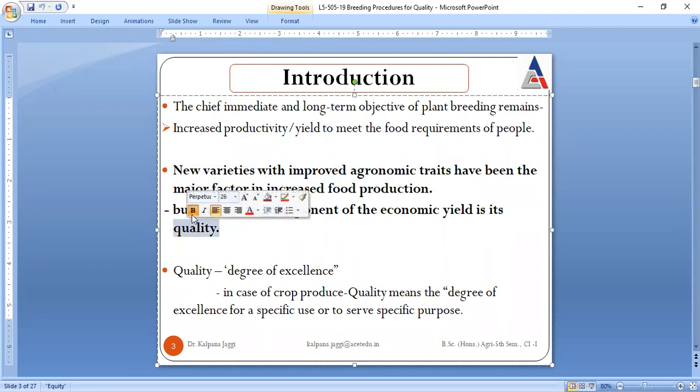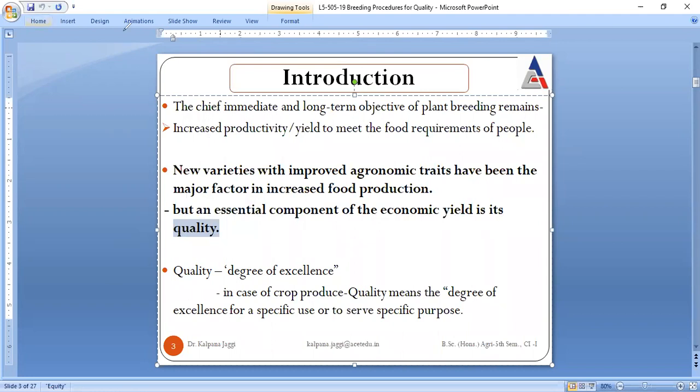Although we are focusing on increasing the yield, say from millions to billions, say from grams to kilograms, along with the yield, whether that yield will be taken by the farmers and the consumers or not is in turn controlled by another parameter, that means the quality. That means we can define quality as a degree of excellence.